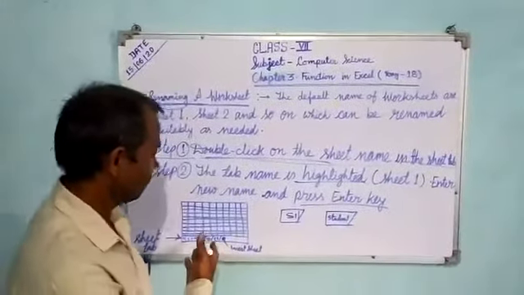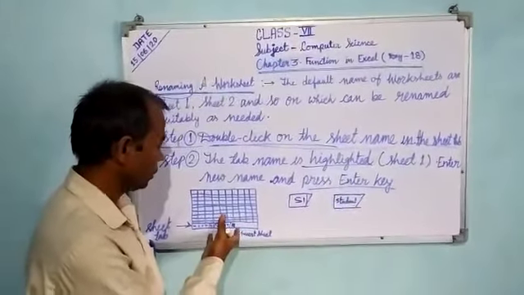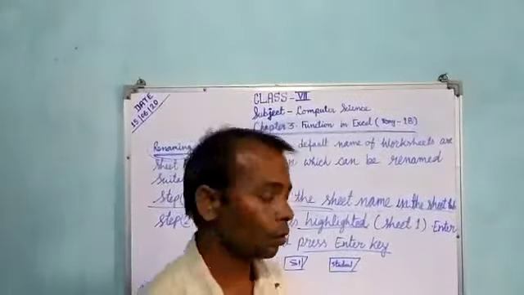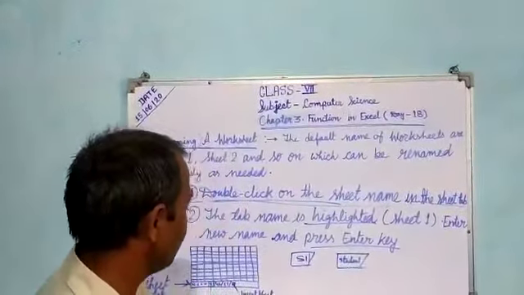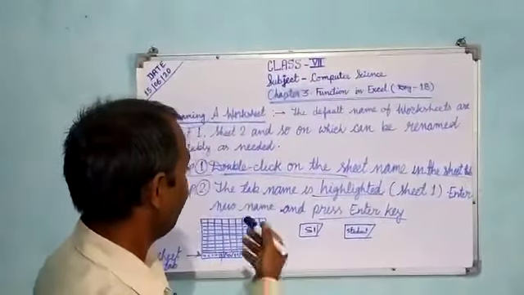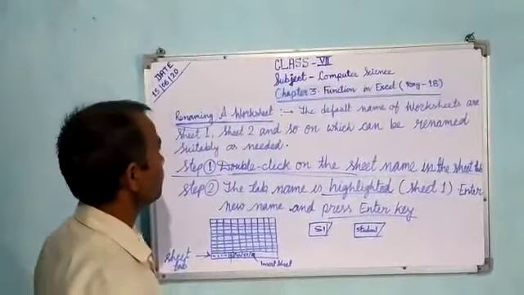In this way, if you want to change another one, Sheet 2 or Sheet 3, you have to repeat the same process, and you can do that very easily. You can change the name of the sheets by following these two simple steps.